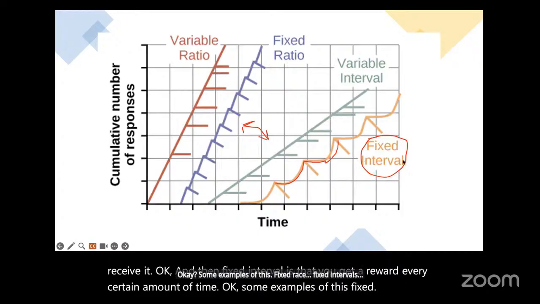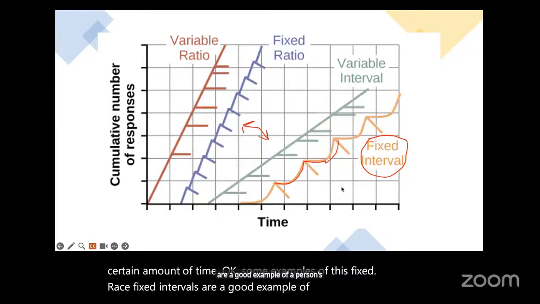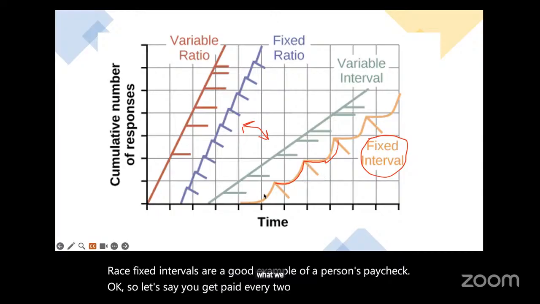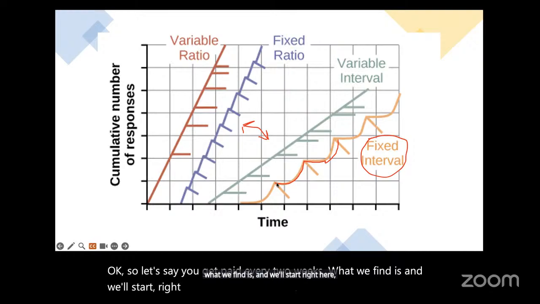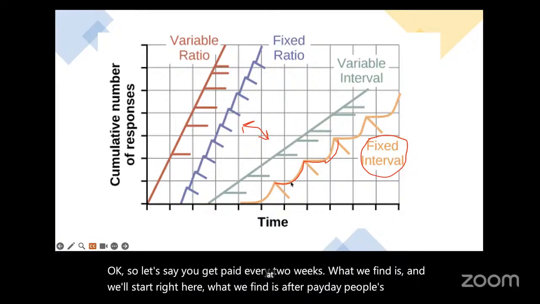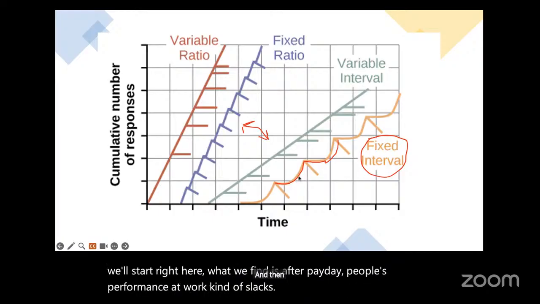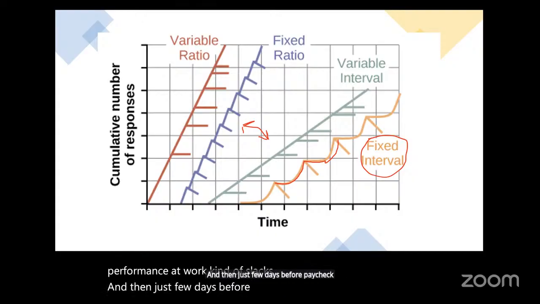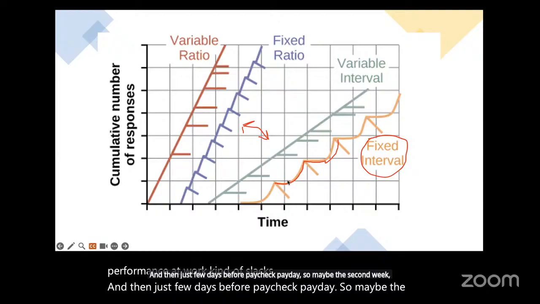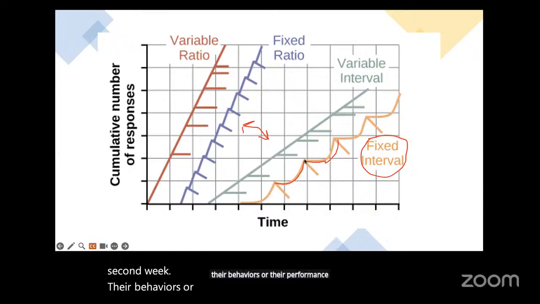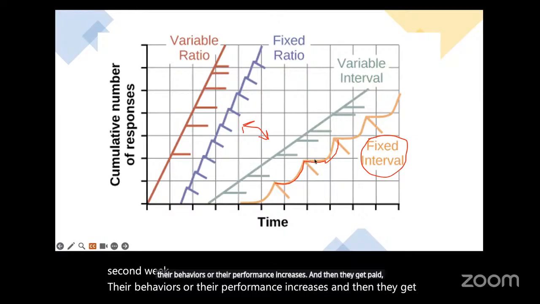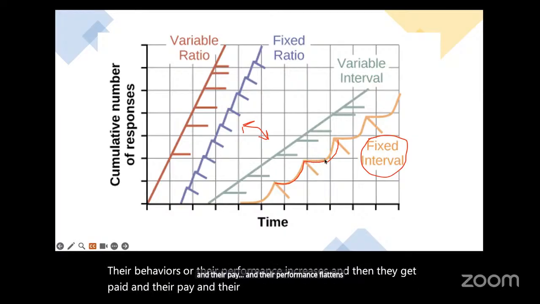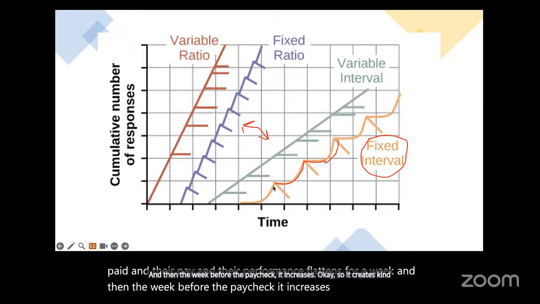Okay. Some examples of this: fixed intervals are a good example of a person's paycheck. Okay. So let's say you get paid every 2 weeks. What we find is, and we'll start right here, what we find is after payday, people's performance at work kind of slacks. And then just a few days before payday, so maybe the second week, their performance increases. And then they get paid and their performance flattens for a week. And then the week before the paycheck, it increases. Okay, so it creates kind of this scalloped look.